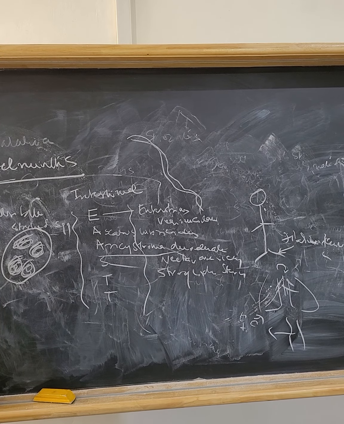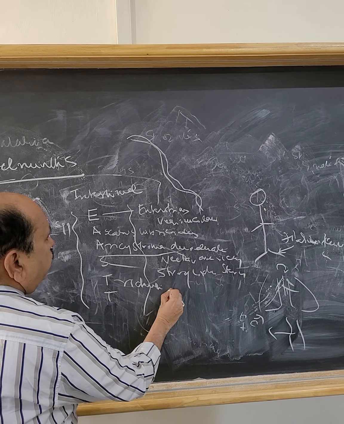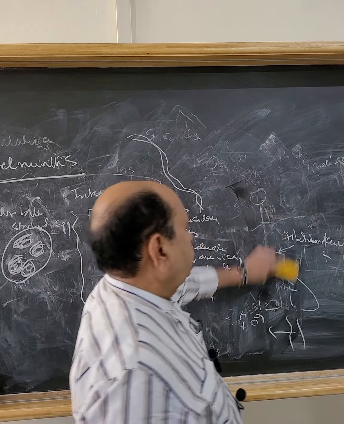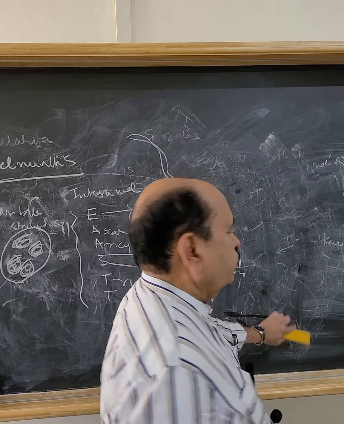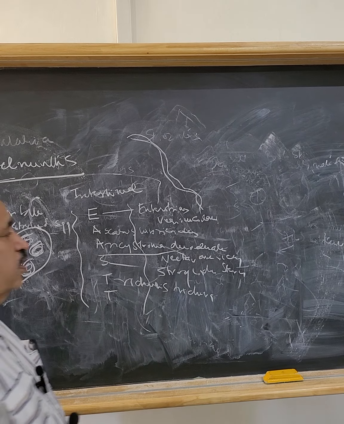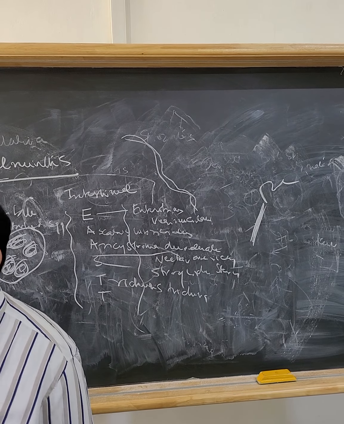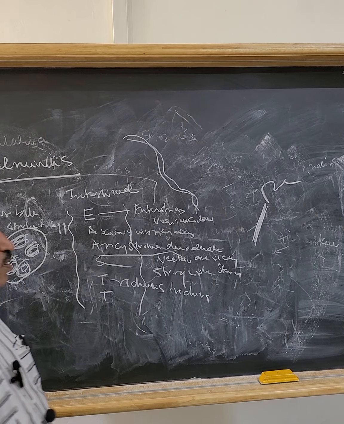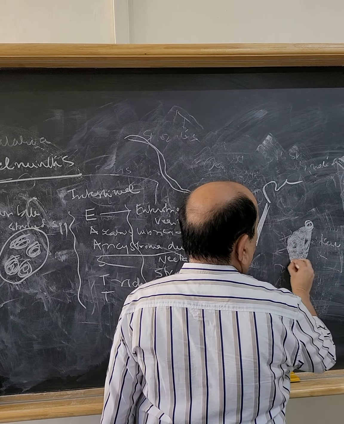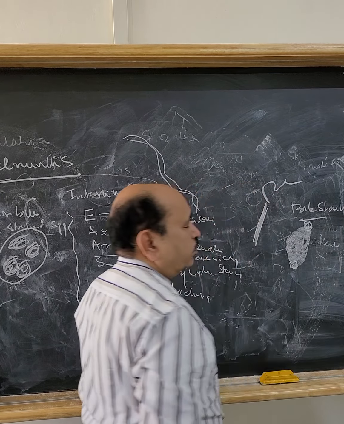Next is Trichuris trichiura. It is called whipworm, chabuk, whipworm. The posterior end is thick. The anterior end is thin. It gives rise to a barrel shaped egg with mucus plug at both ends. It is bile stained.